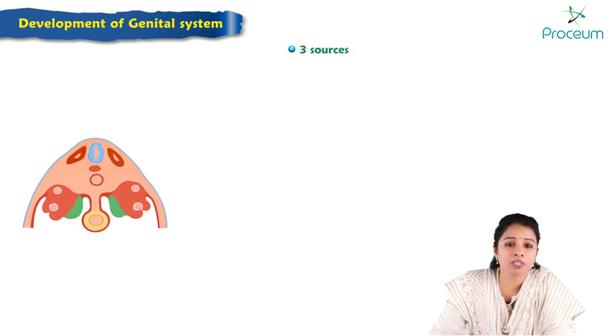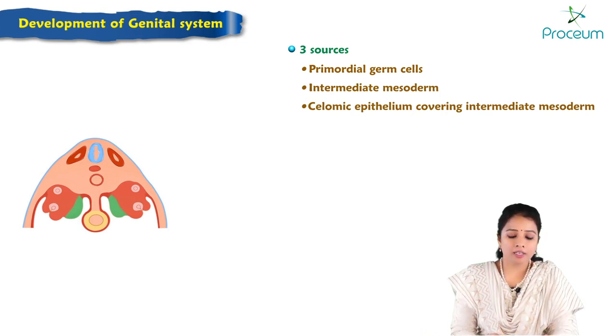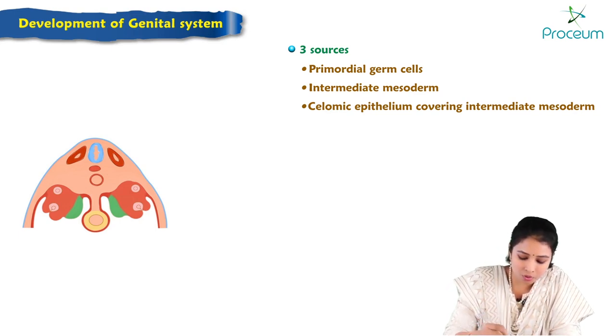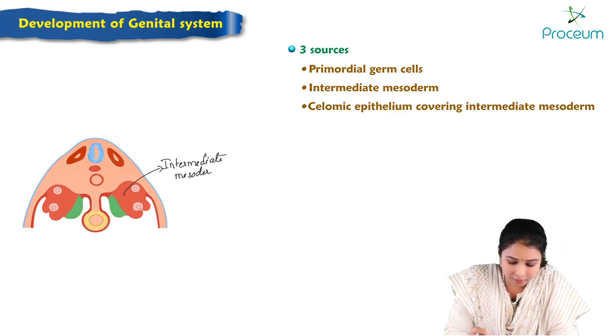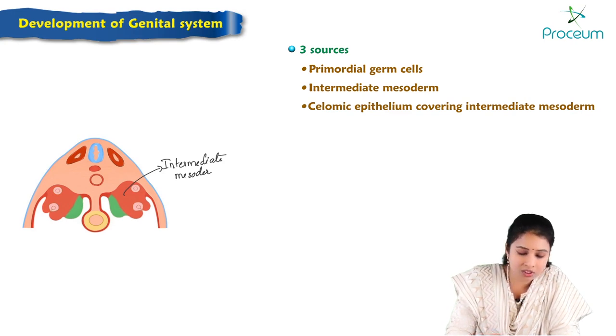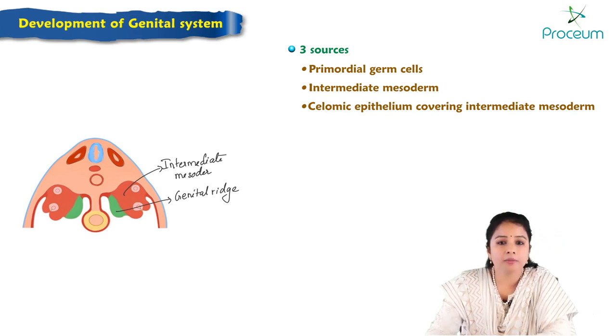So the gonads develop from three sources: primordial germ cells, intermediate mesoderm, and third part is coelomic epithelium covering the intermediate mesoderm. So here it is a schematic image, which is a cross section taken to show the intermediate mesoderm. So this bulge is the intermediate mesoderm. If you look at the intermediate mesoderm, it forms urogenital ridge, which is an elevation. So the medial part of the urogenital ridge, this green one, will later turn to form genital ridge.